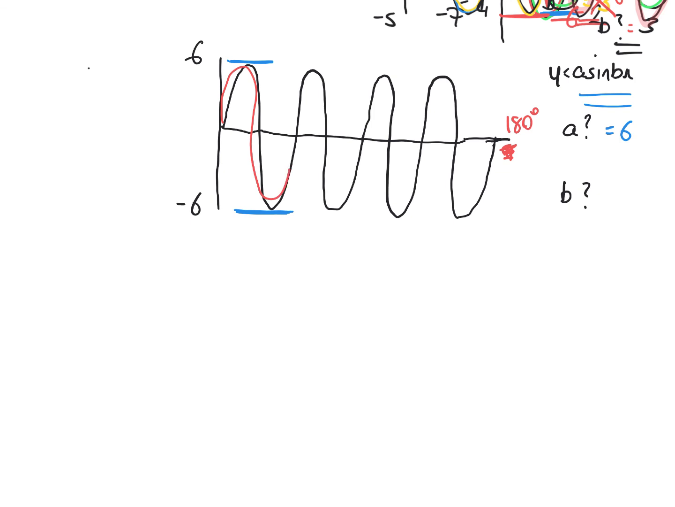Well, there's 1, 2, 3, 4 that I can count, but that's 4 in 180 degrees. So how many would that be in 360? Well, I would need to double it because there's 2 180s in 360, so that would be 8 curves in 360 degrees. Okay, let's try another.